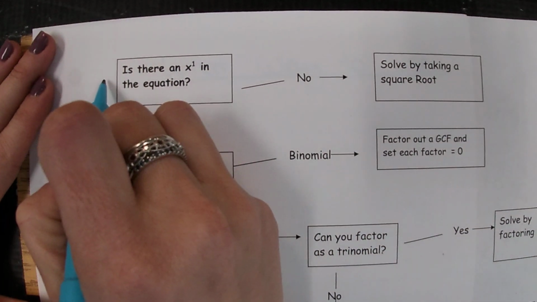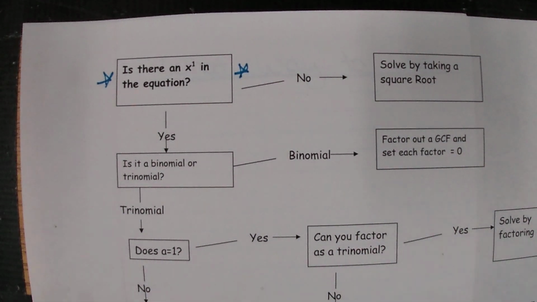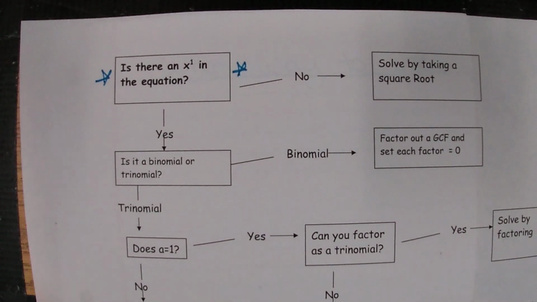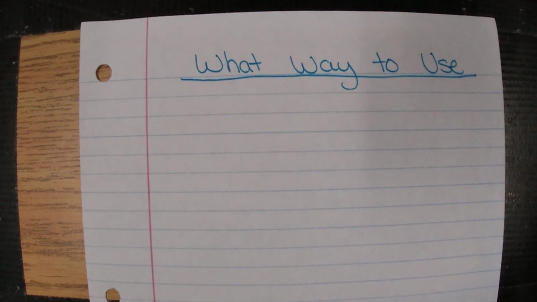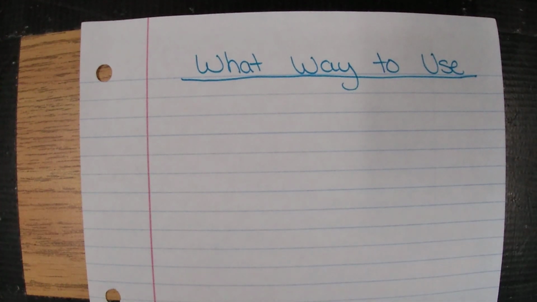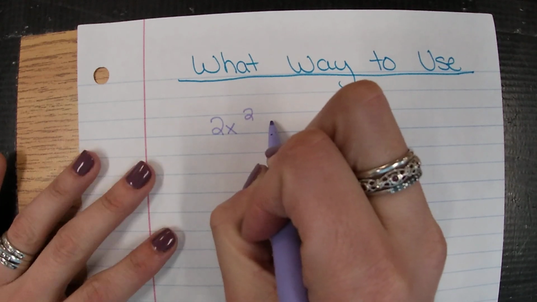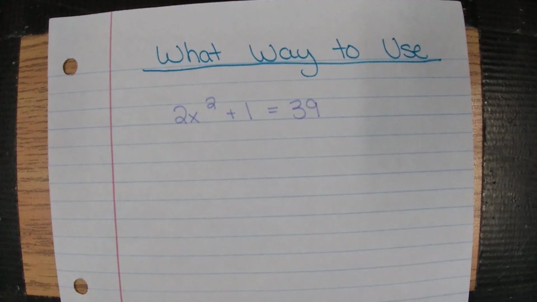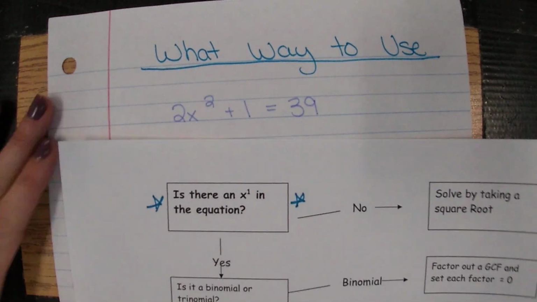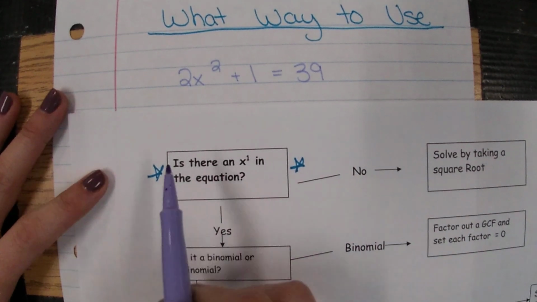Okay, but up here in the top left, this bold box is our starting point. And it asks us some questions that we want to think about that will help lead us to the best way to solve. So, for example, let's say we are given a quadratic that says 2x squared plus 1 equals 39.